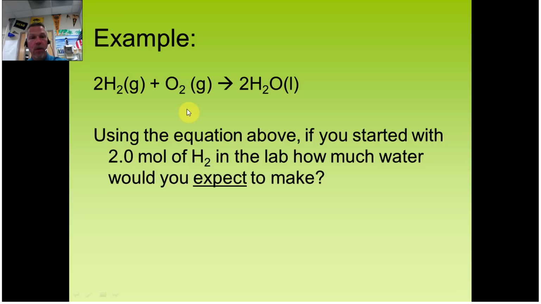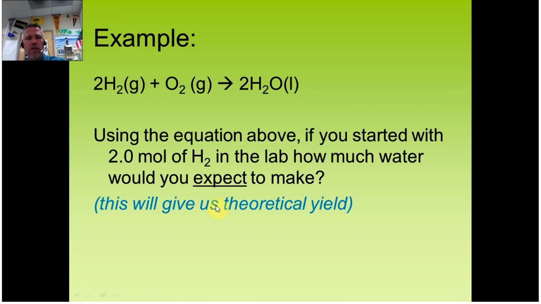Here's our same equation. We use this as an example. So from this above equation, if you started with 2 moles of hydrogen in the lab, how much water would you expect to make? That's how the question is read. But the way you want to think about it is this is just a mole-to-mole conversion that we did before in stoichiometry. 2 moles of hydrogen will get you how many moles of water? This is going to give us our theoretical yield.